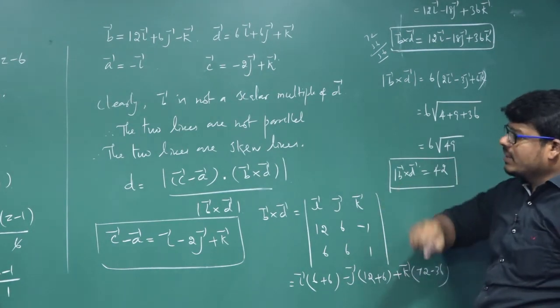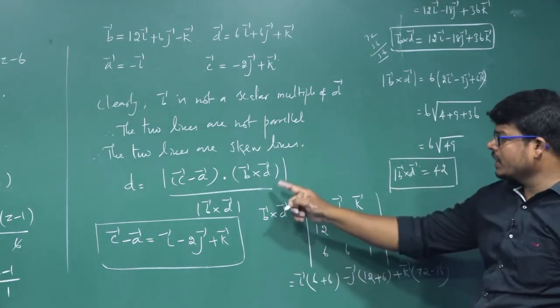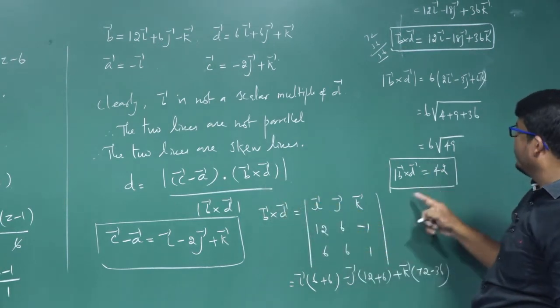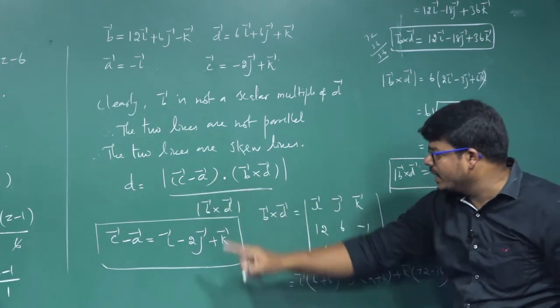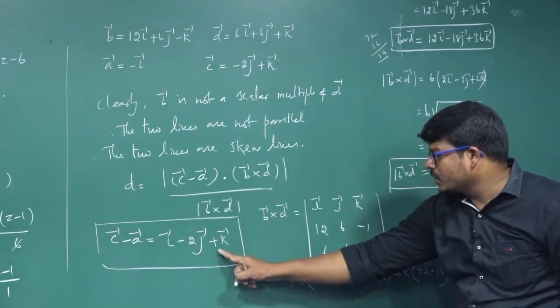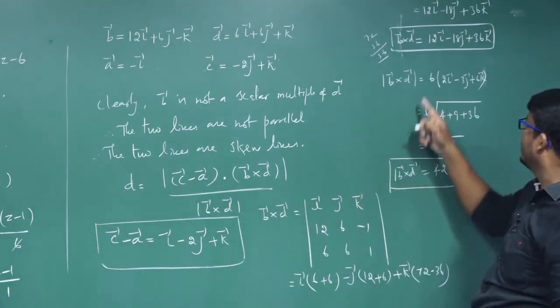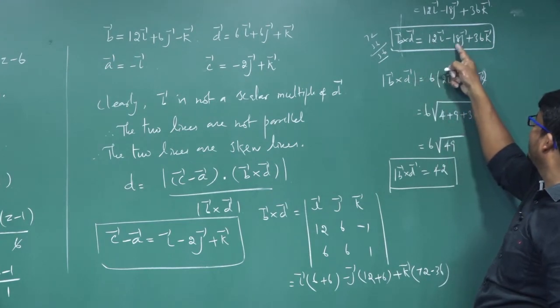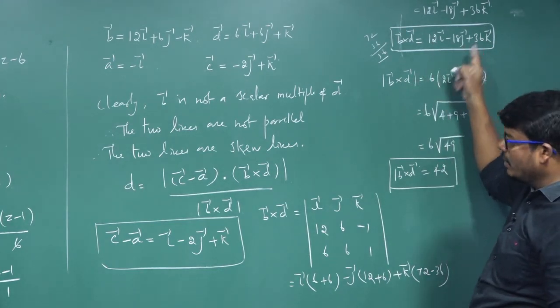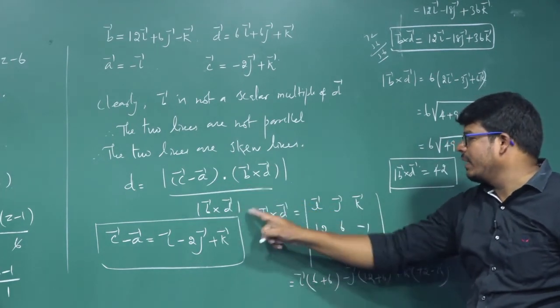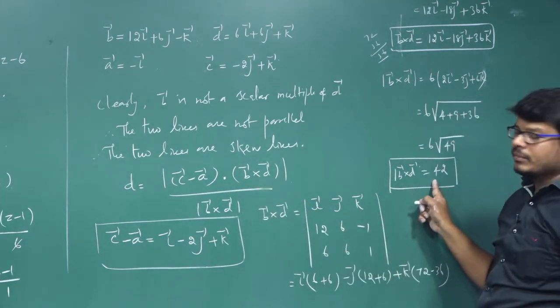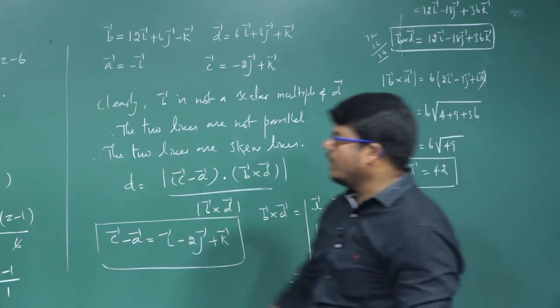Now find the shortest distance between the skew lines. We have already found the values: C minus A is i vector minus 2j vector plus k vector, and B cross D is 12i vector minus 18j vector plus 36k vector. Now take the dot product of the two vectors and divide by the modulus of B cross D. Now substitute into the distance formula.